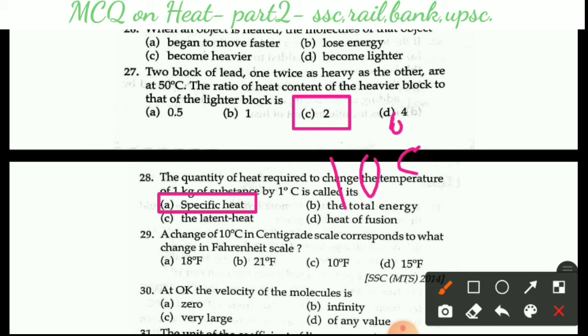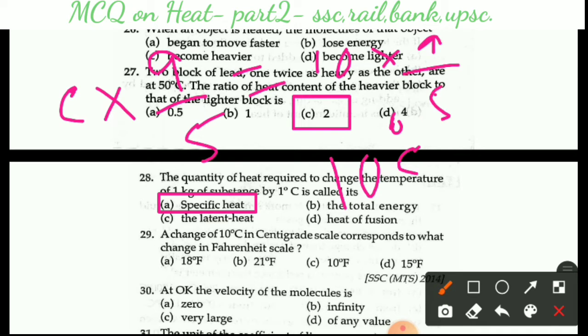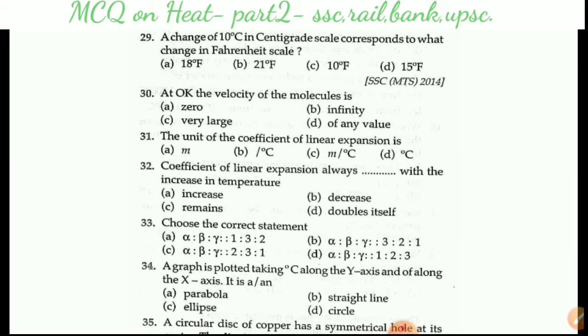How to solve that question? The easiest trick is to multiply the value of the Celsius scale by 9/5. So the value on the Celsius scale is 10 into 9/5, which is equal to 18 degree Fahrenheit. Option A, 18 degree Fahrenheit, is the right answer. Next question is question number 30.